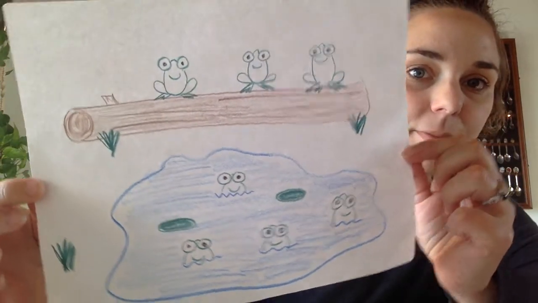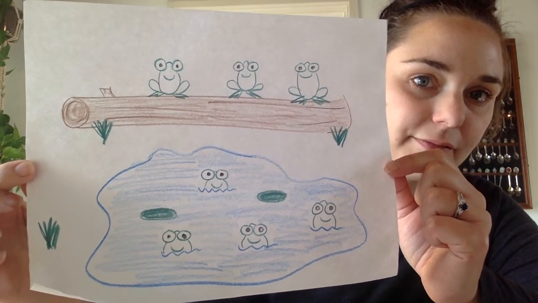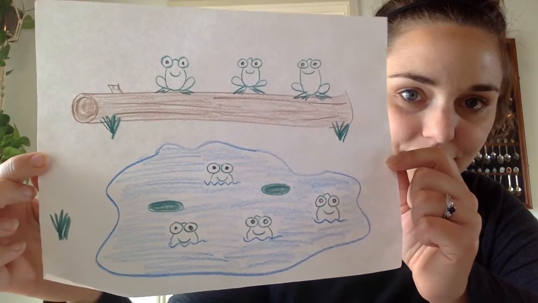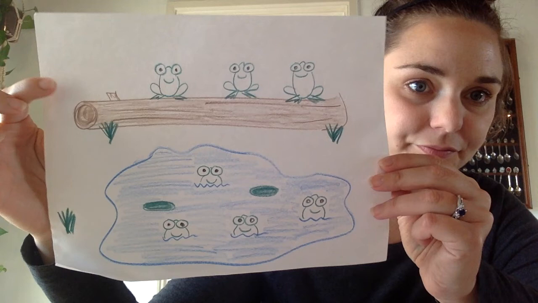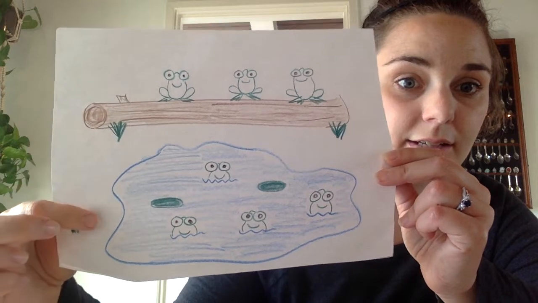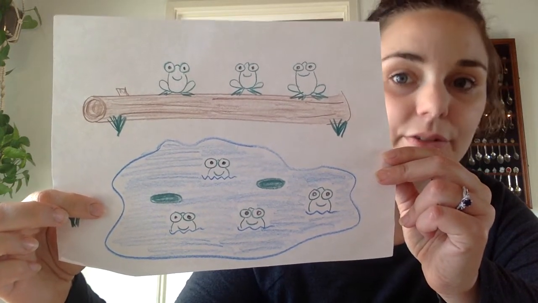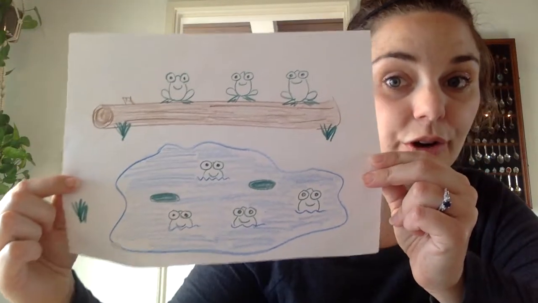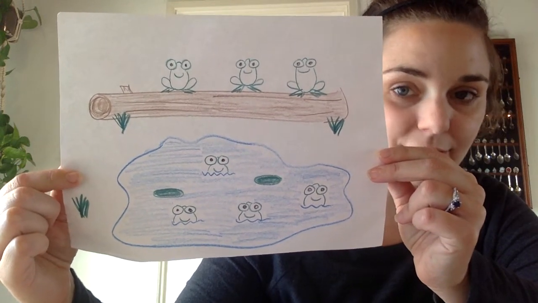Here's my next picture. Before I show it to you, I want you to just notice some things. Think about how many frogs you see and where they are. All right, there are some frogs on the log, and there are some frogs now swimming in the pond. How many frogs are on the log? There are 3 frogs on the log, and how many in the pond? There's 4 in the pond. Good. So my question for you is, how many frogs in all or all together? Go ahead and solve that.